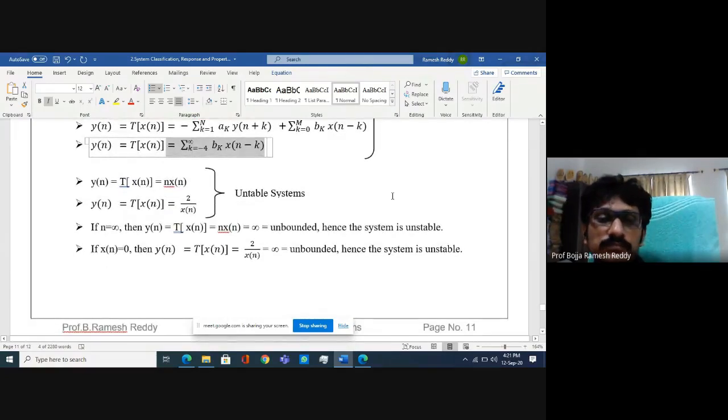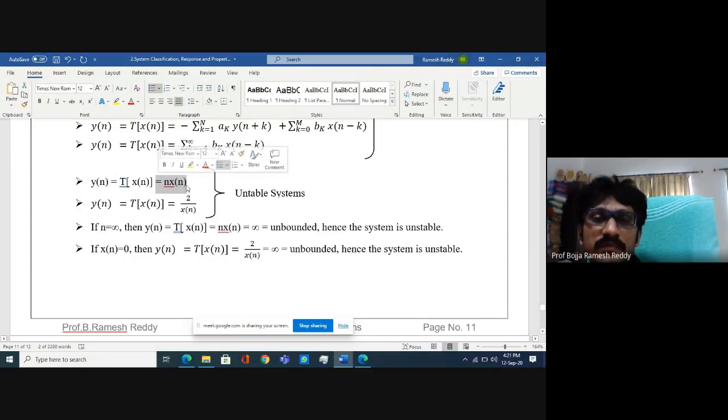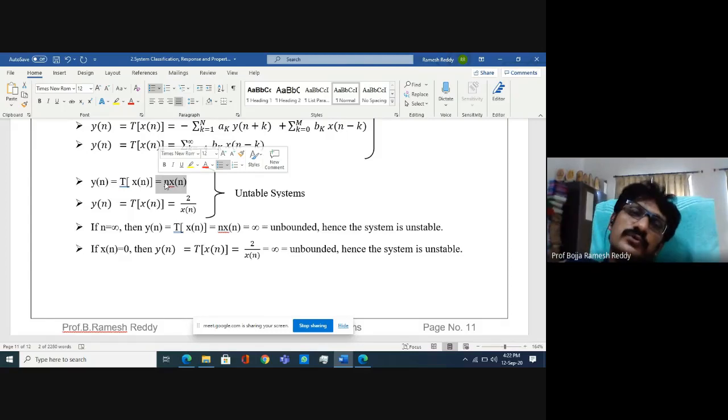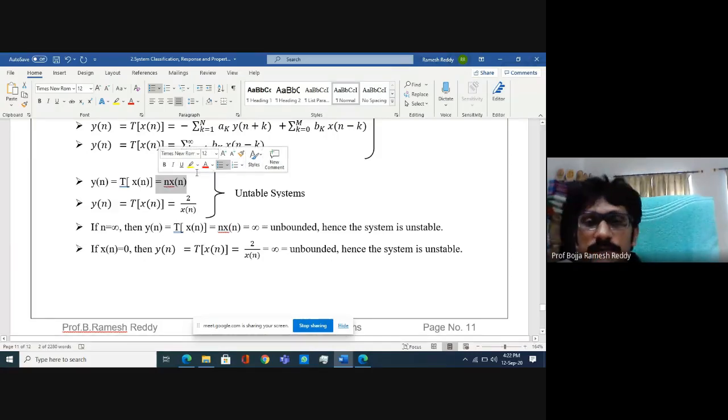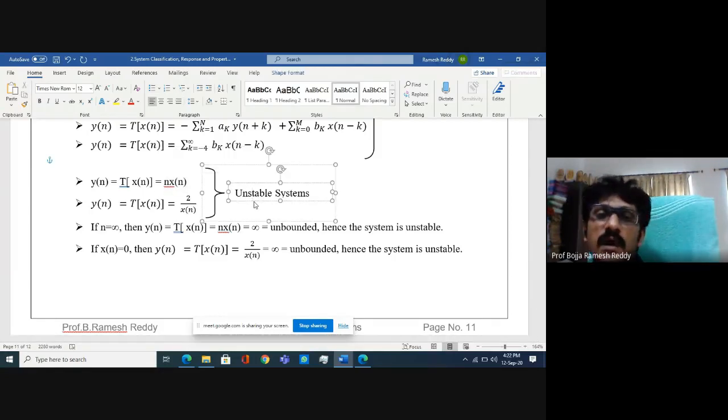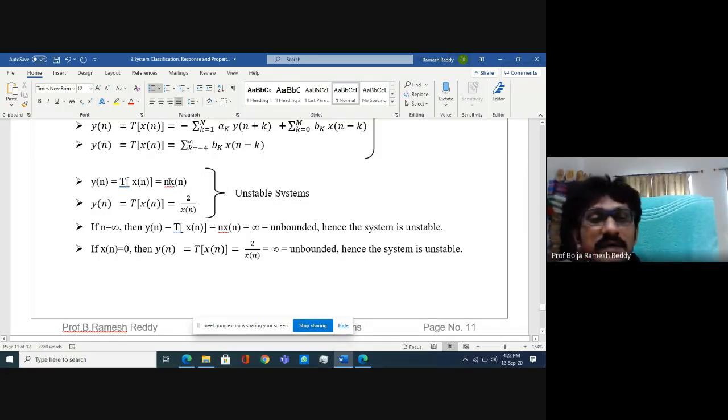Another example, unstable. See here, y of n equal to T of x of n equal to n into x of n. If x of n is finite, finite into n. If the n value keeps increasing, it is a ramp signal actually. If n is equal to infinity, after a long time, infinity into finite is infinity. That's why the system is unstable. Why unstable? Because the original signal is multiplied with n.